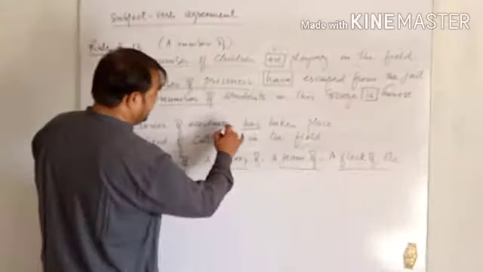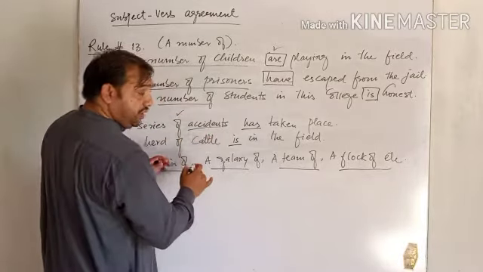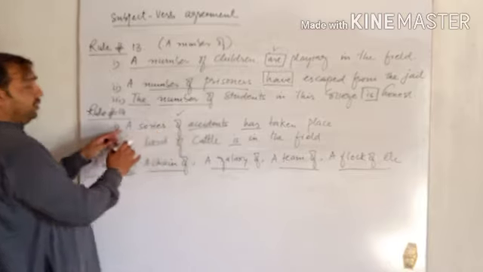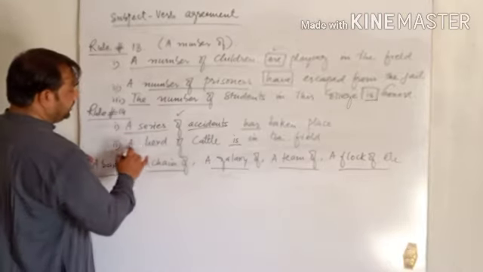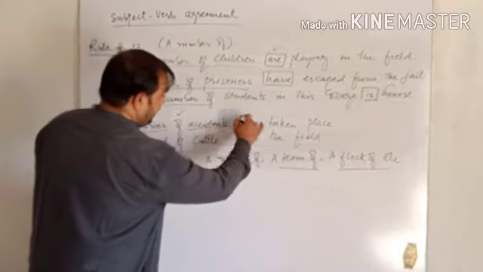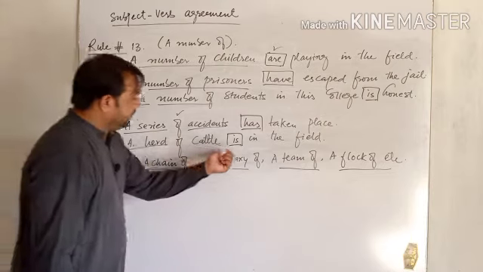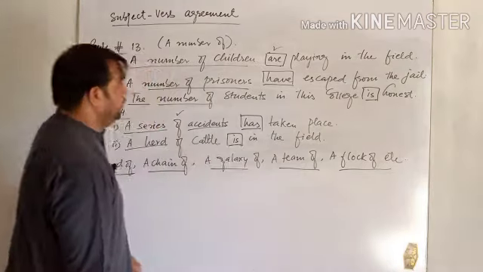Here, a series of accidents: even though after a preposition we have a plural word, our whole subject starts with such phrases, a series of, a herd of, so here we need a singular verb. Like, a herd of cattle is in the field.